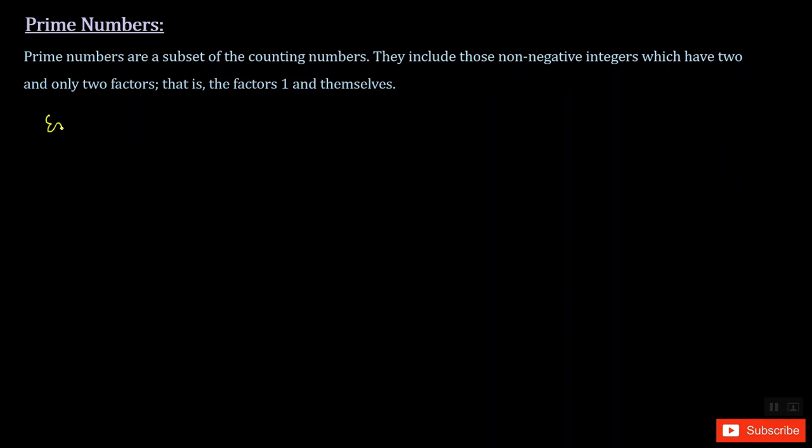So if I make a list: 2, because 2 is divisible by 1 and 2 itself. Divisible means it should give the remainder as 0, so we say divisible evenly. 3 is divisible by 1 and 3. 5 is divisible by 1 and 5, and so on. There are infinitely many prime numbers.